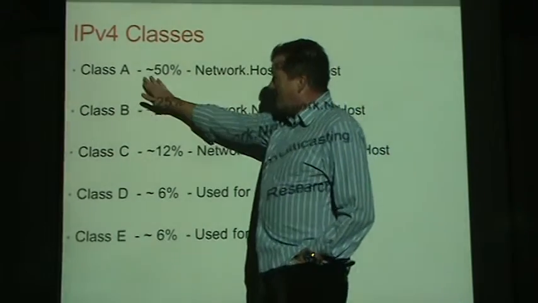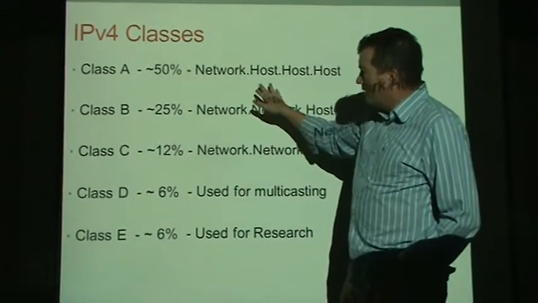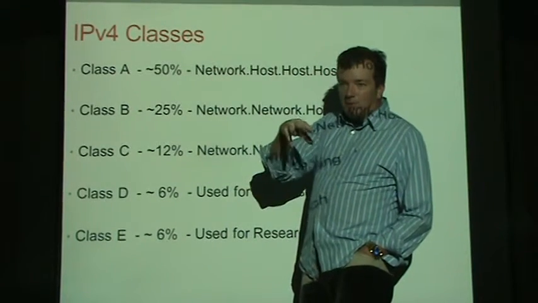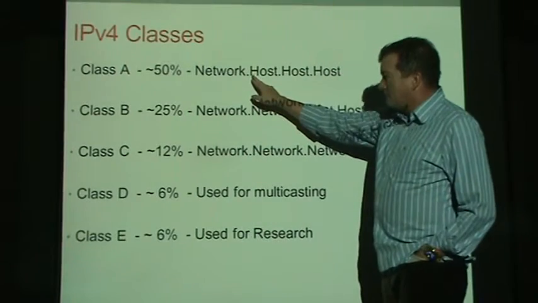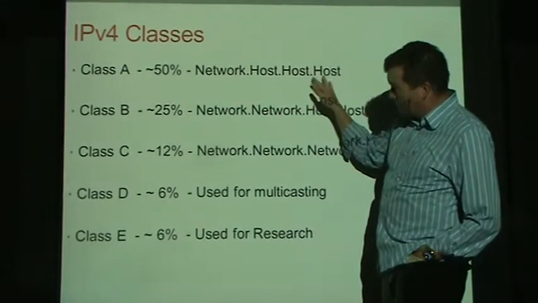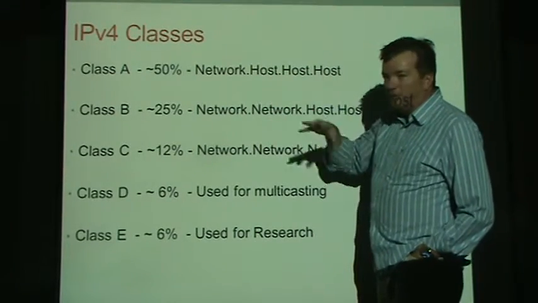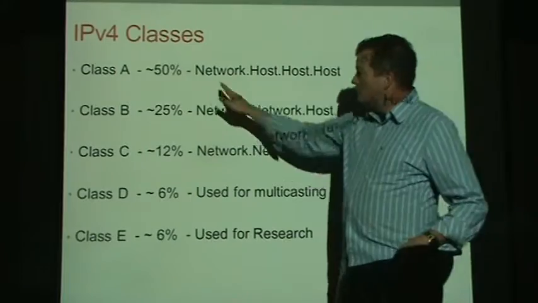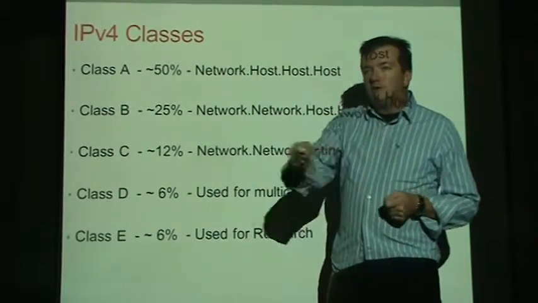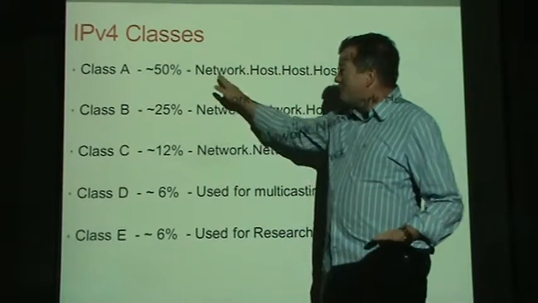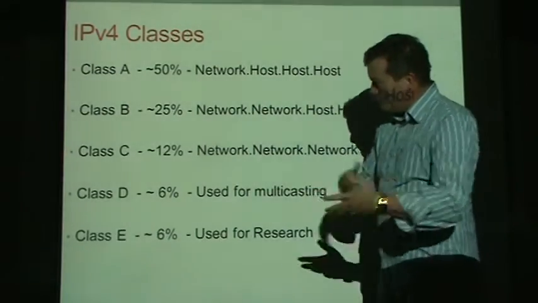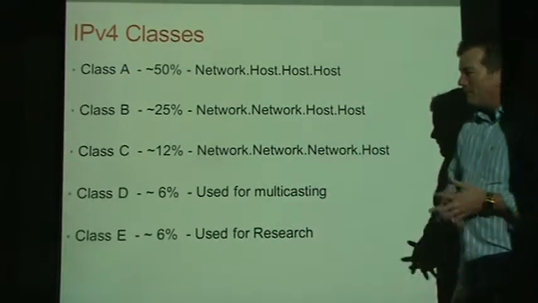So Class A IP addresses, the first 8 bits is dedicated to identifying the network. And then the last, in this case, would be 24 bits. Host, host, host means 8 bits plus 8 bits plus 8 bits. 24 bits would be dedicated to you. So if you're the network, you can now give out 2 to the 24 unique IP addresses. So you would do this if you had a really, really big company or university that needed to give out that many IP addresses.